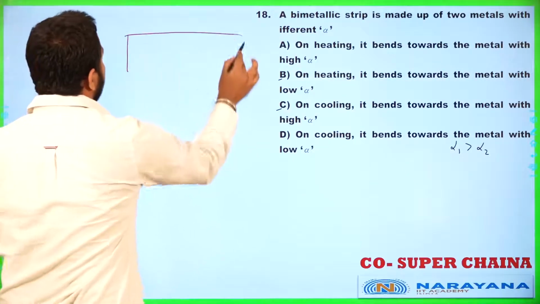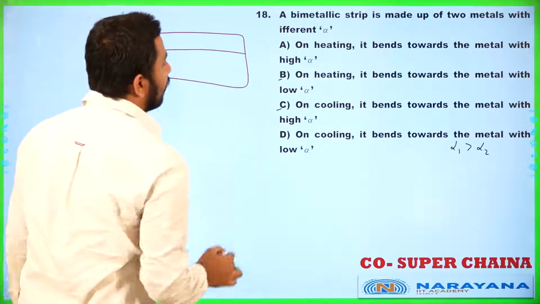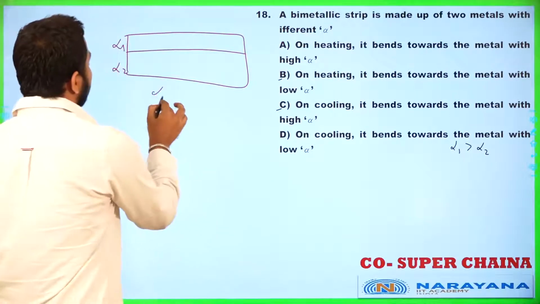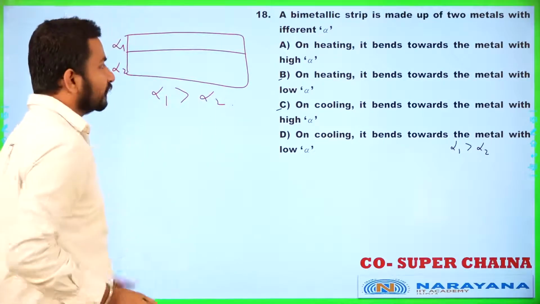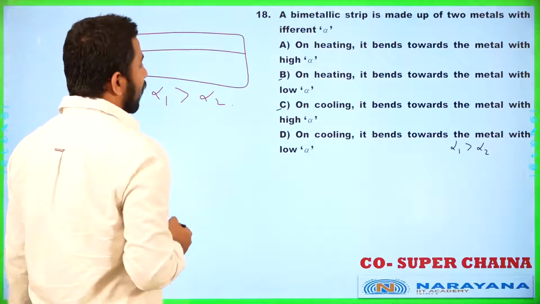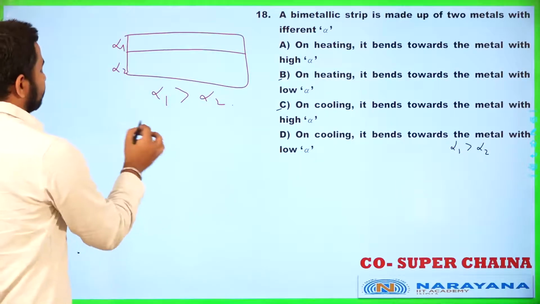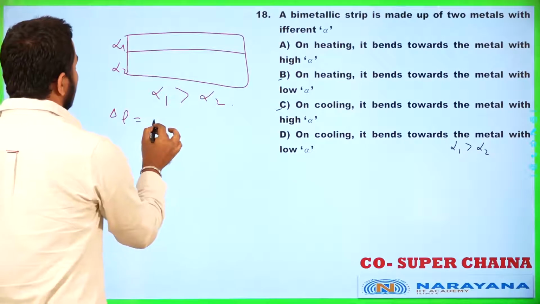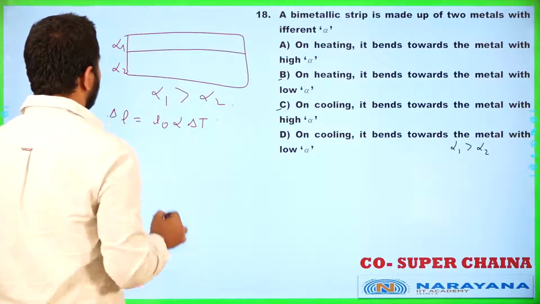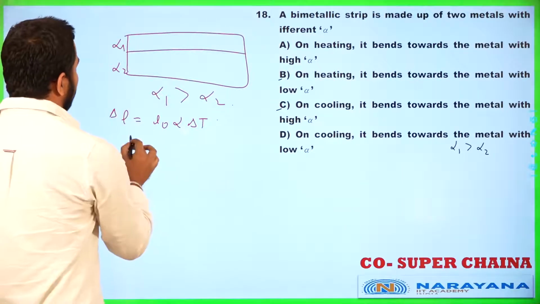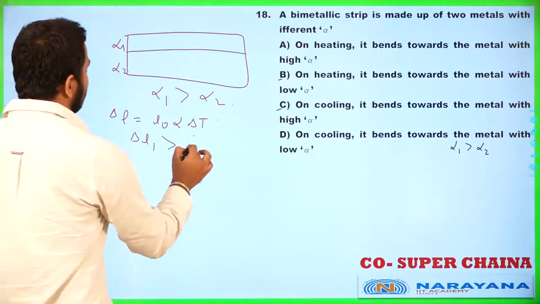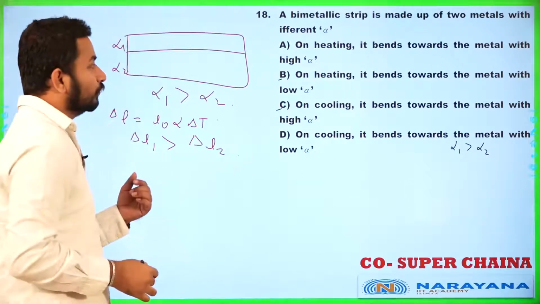We have a bimetallic strip like this. This has the coefficient alpha 1 and this has alpha 2. Let's assume for the time being that alpha 1 is greater than alpha 2. We know that delta L can be written as L naught alpha delta T. So if alpha 1 is greater than alpha 2, I can write here delta L1 will be greater than delta L2, right?